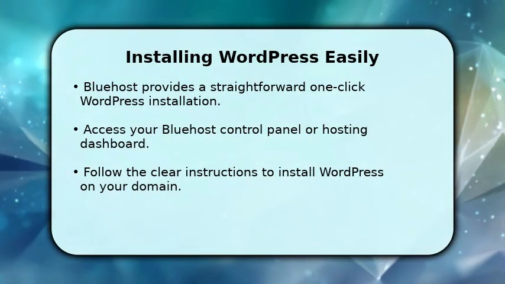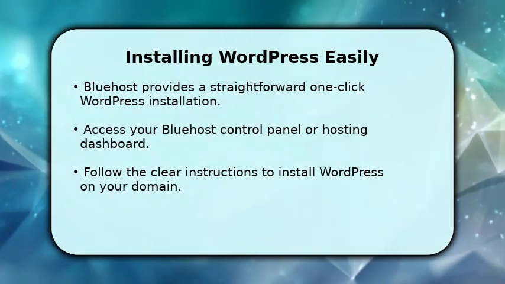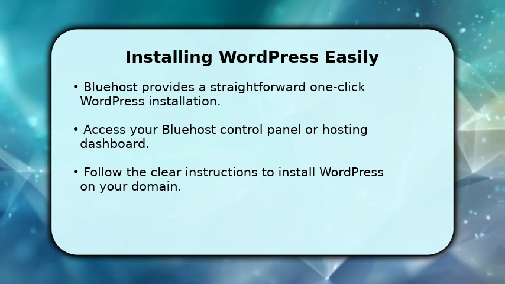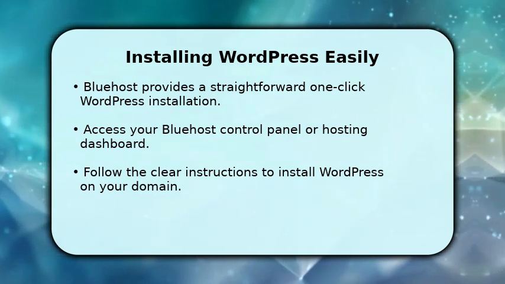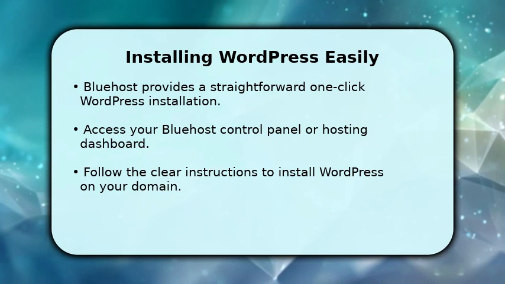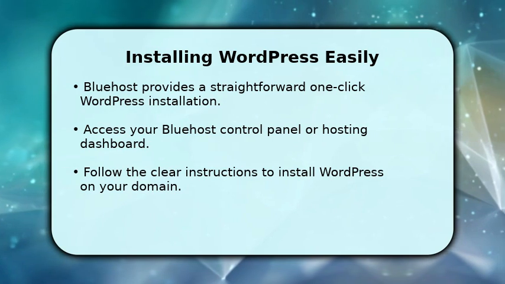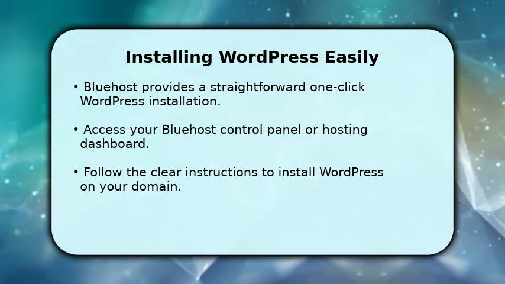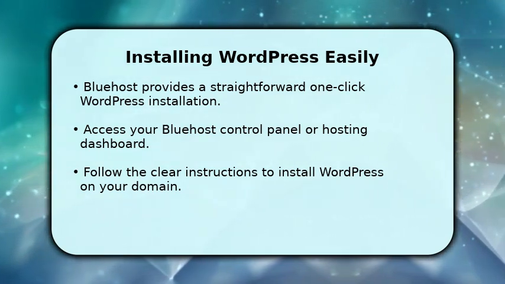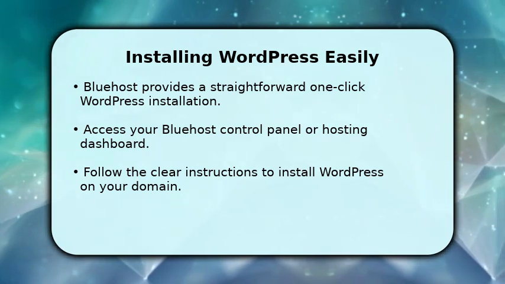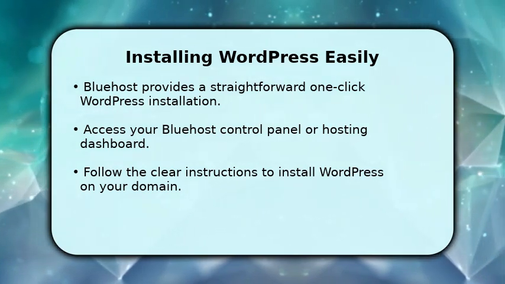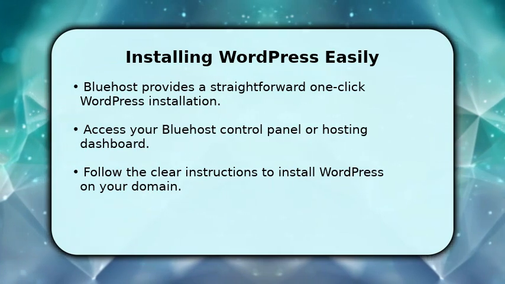Once your Bluehost account is active, installing WordPress is incredibly simple. Bluehost is known for its user-friendly interface, often featuring a one-click installation process for WordPress. Head over to your Bluehost control panel, locate the WordPress installation option, and follow the intuitive prompts. In just a few moments, WordPress will be installed and ready for you to begin building your website.